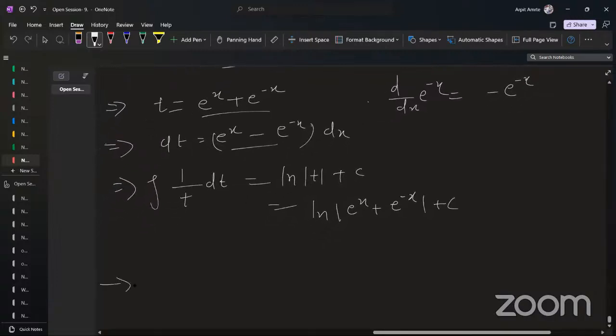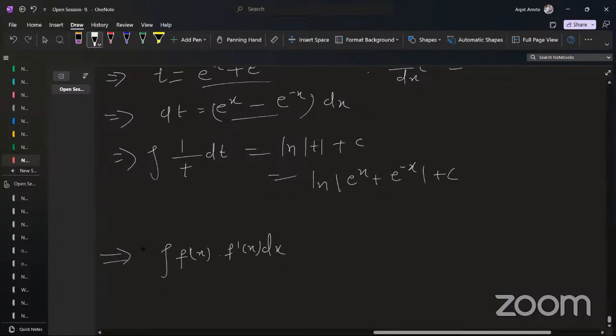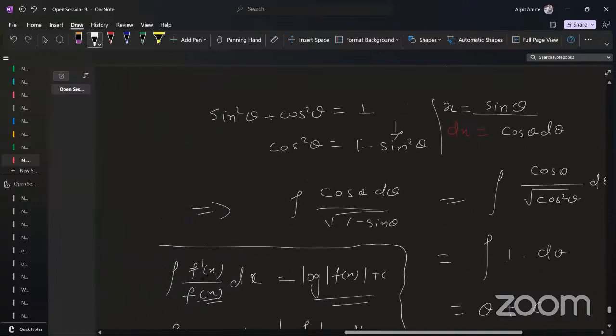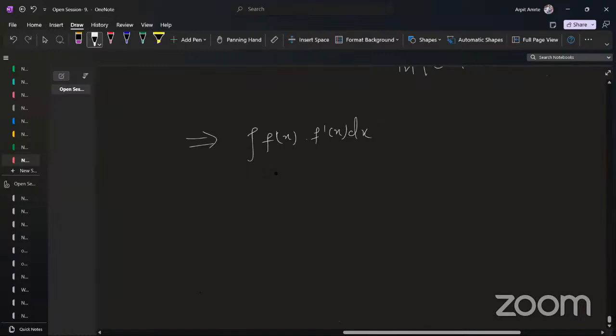Now, another thing. If you have this kind of thing, f of x into f prime of x dx, what can you do? Similar thing you can do here. Initially this f(x) was in the denominator, and right now this f(x) is in the numerator itself. So similar thing you can do. Whatever we are doing right now is known as the substitution method. What you have to do is just put f(x) equals t here.